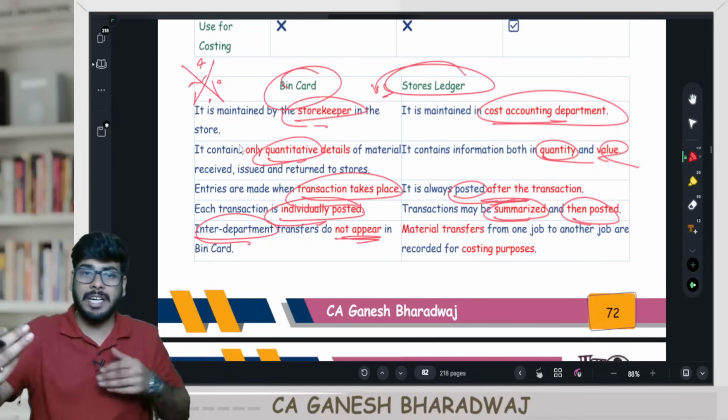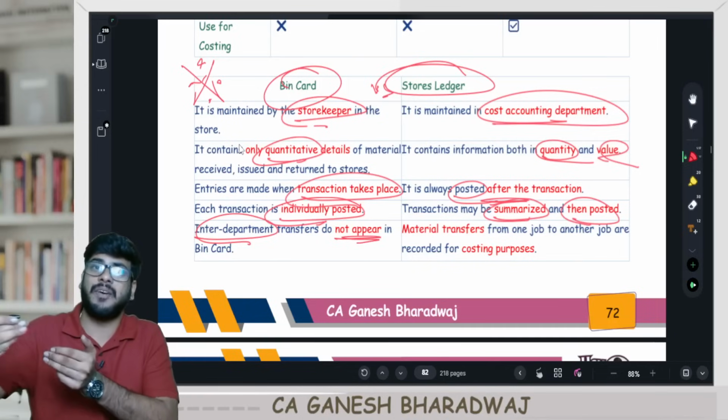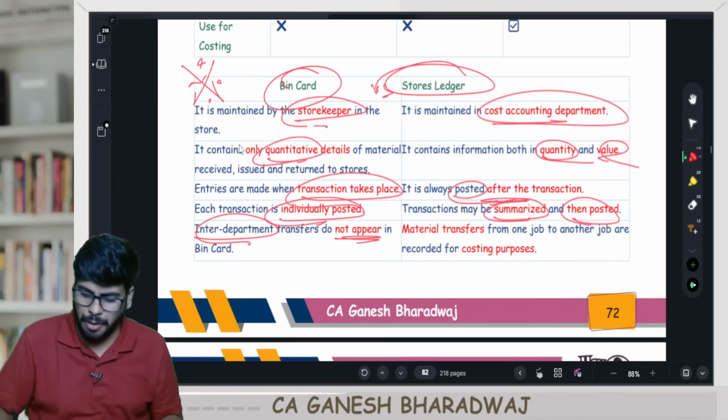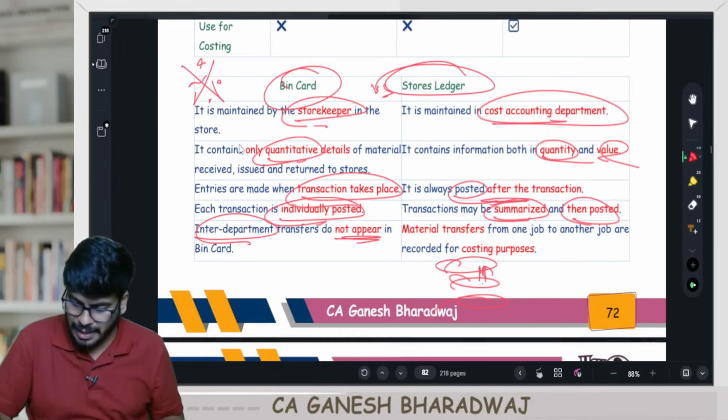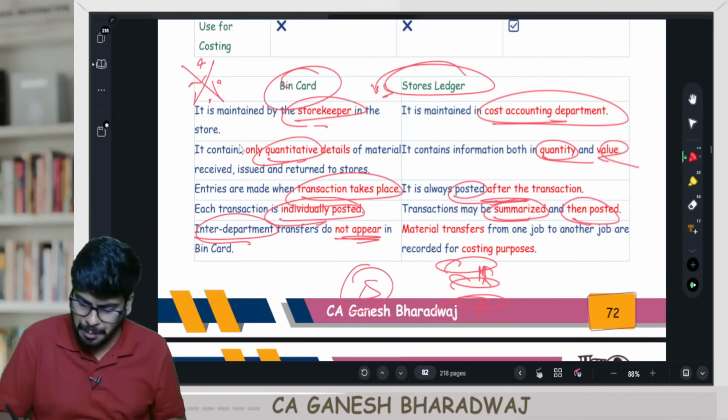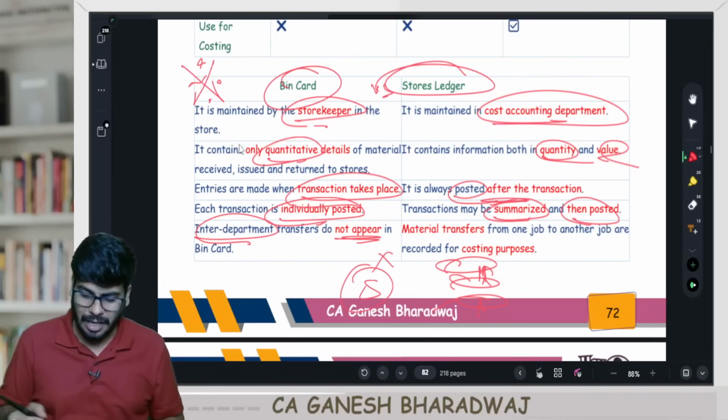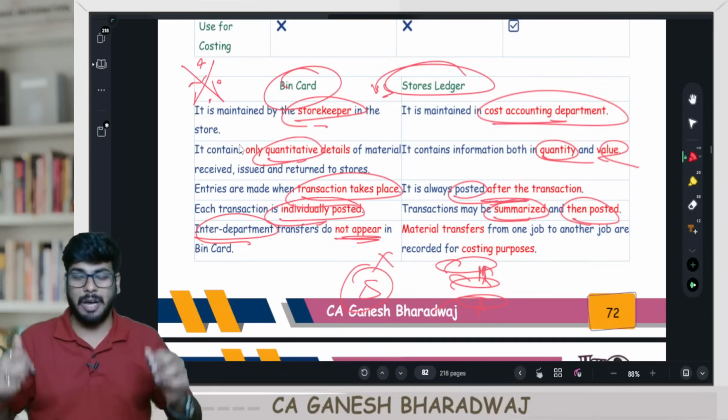Why? Inter-department transfers will happen in your factory shop. Let's say in the factory shop, job 1, job 2, job 3, 3 jobs are there. Between the jobs, they are directly interchanging. Now, the stores department is not involved at all in this. Clear with this? So, inter-department transfers will not appear in the bin card.